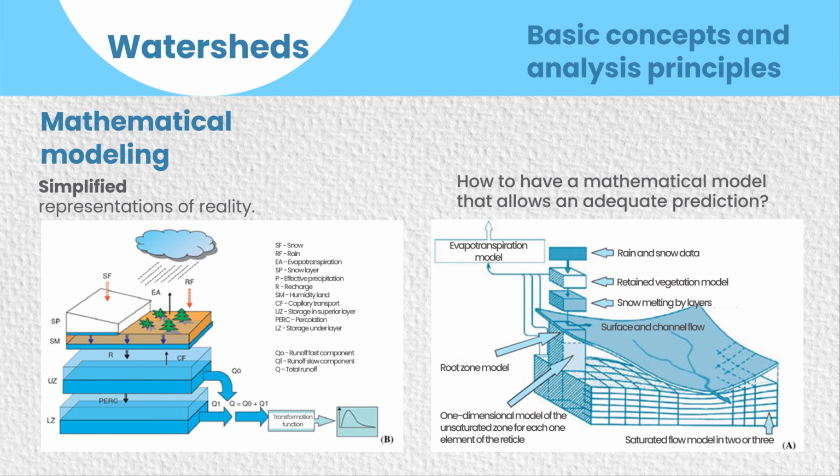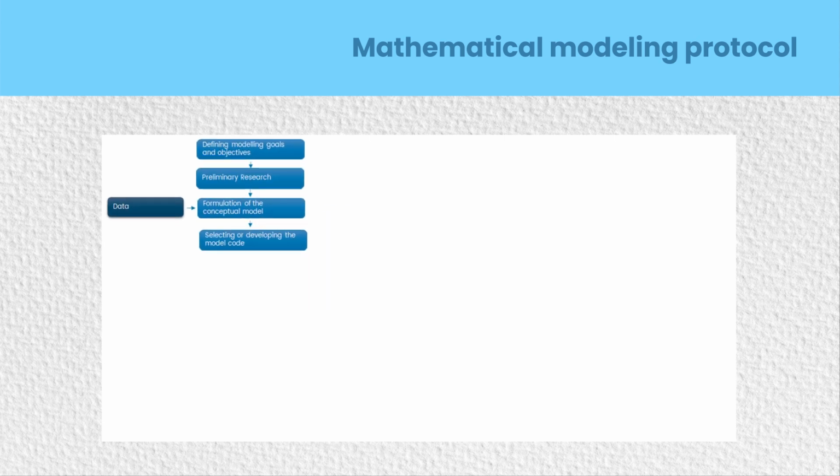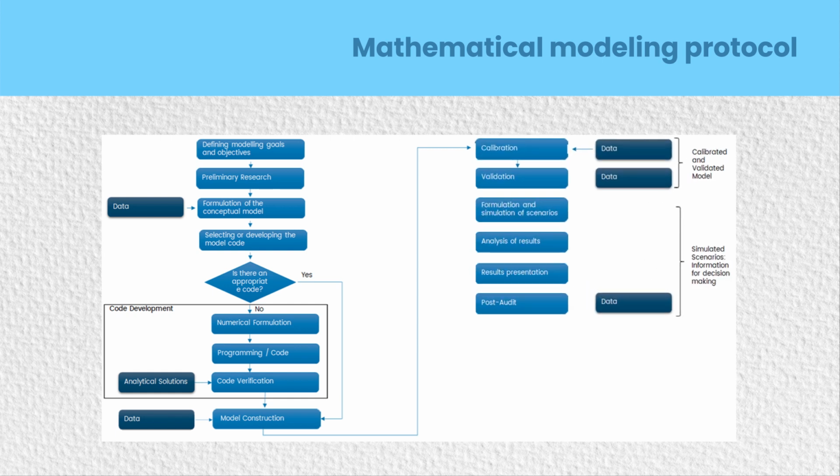In mathematical modeling, we always have this key question, which is how to have a mathematical model that allows an adequate prediction. And something that helps us to carry out an adequate mathematical modeling process is to follow a modeling protocol. This is a standard modeling protocol that is reported in the literature and has several steps for the modeling exercise. Following these steps helps us to have a predictive mathematical model and also to recognize the capabilities and limitations of our model.